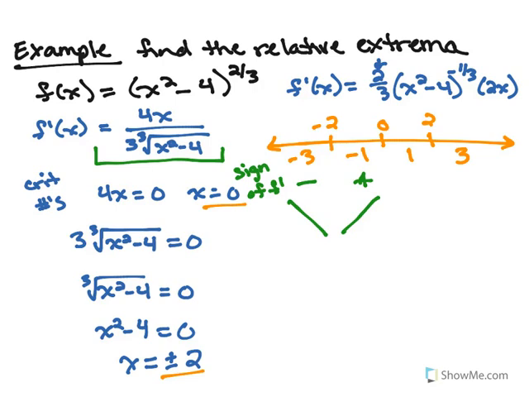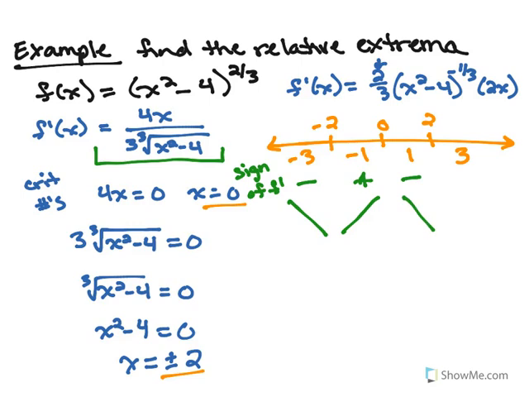If I plug a 1 in, my denominator is going to be the same as it was for negative 1. I'm going to get 1 minus 4 is the cube root of negative 3. That's a negative, but my numerator is positive. So we're going to get a negative. We're decreasing.